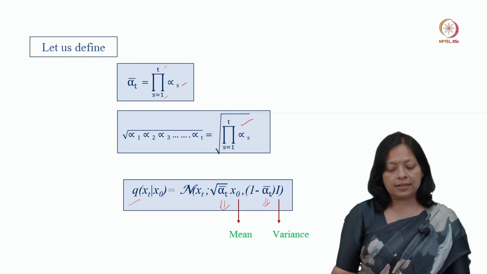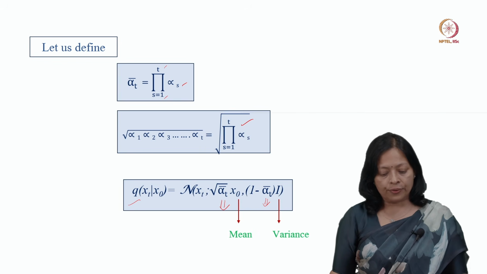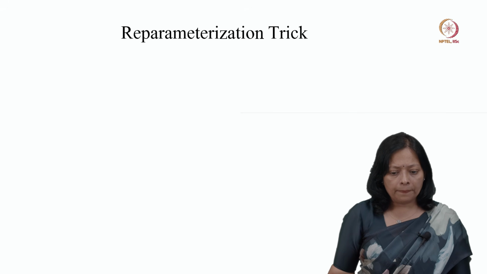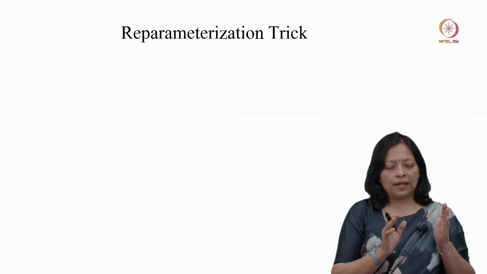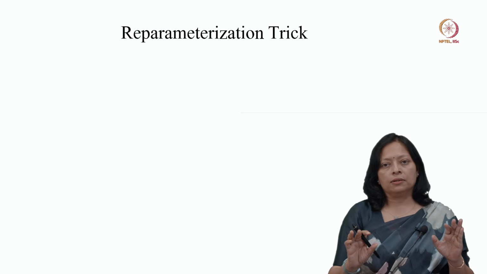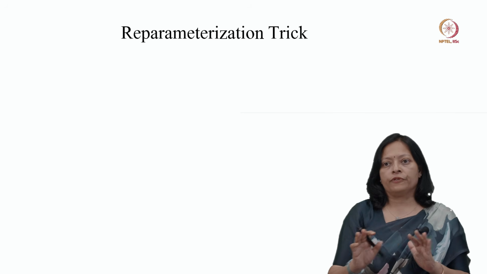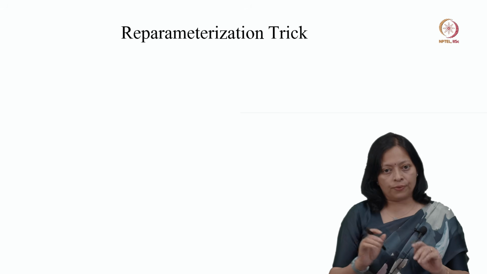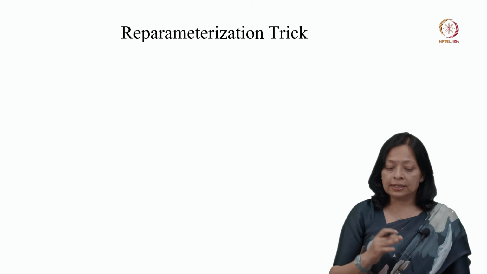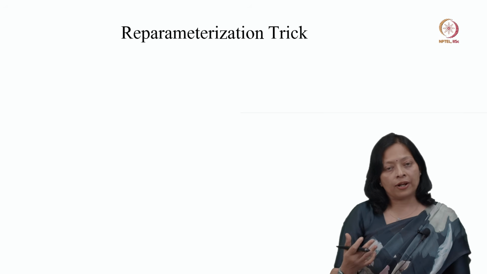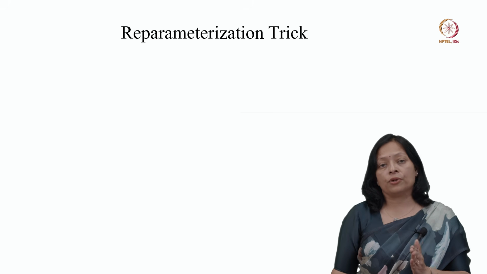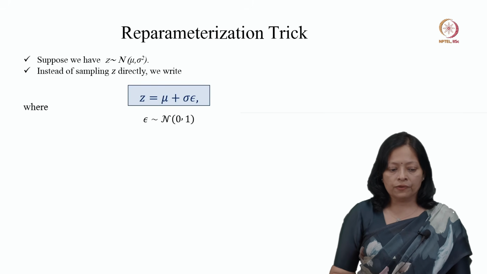This is the mean and this is the variance, the covariance. Okay. Now, till this one we have seen how we have written the forward diffusion probability distribution equation for the forward diffusion process. Now, we will learn something which is called the reparameterization trick. What is that? It is a very, very important concept in the denoising diffusion probabilistic model. Okay. So, we will see.